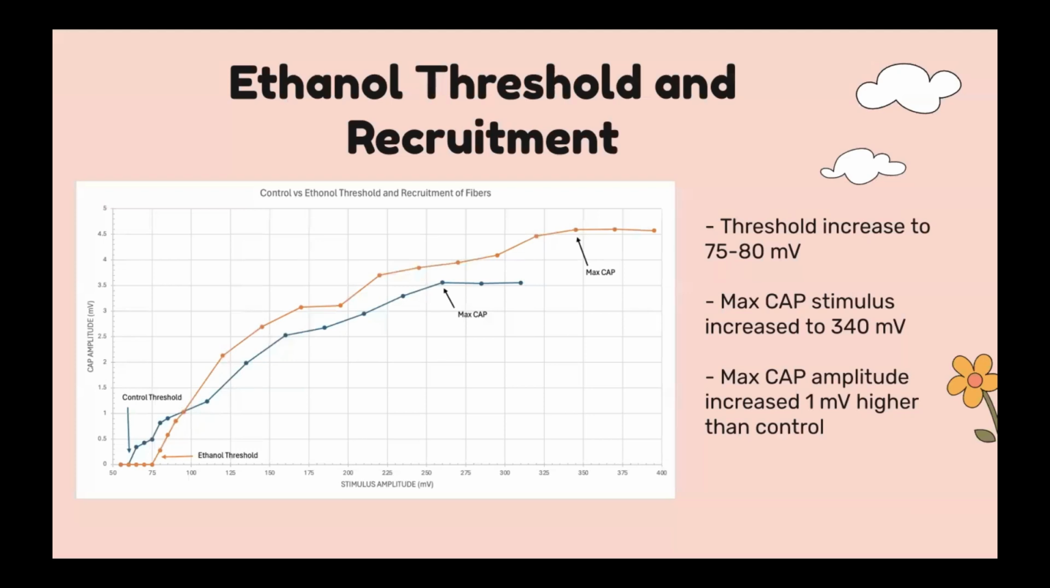It was also shown that the max amplitude increased higher than the control. This can be due to ethanol causing an opposite effect on the smaller fibers, such as beta, gamma, or delta, meaning that there was just enough of an increase in membrane fluidity to cause an increase of flow for sodium and an increase in their cap.